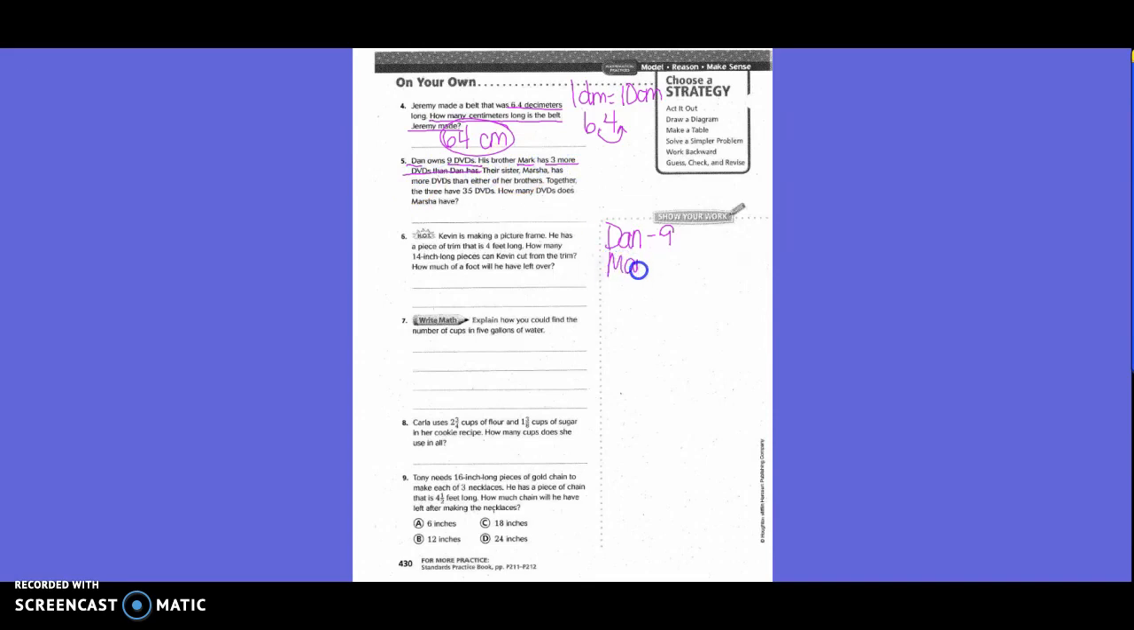So how many does Mark have? 12, right? Because he has 3 more. So 9 plus 3 is 12. And then their sister Marcia has more than either of the brothers. Together, the 3 have 35 DVDs. So what do I need to do now? I need to take 9 plus 12 and get 21. And then I need to do 35 minus 21, so she has 14.